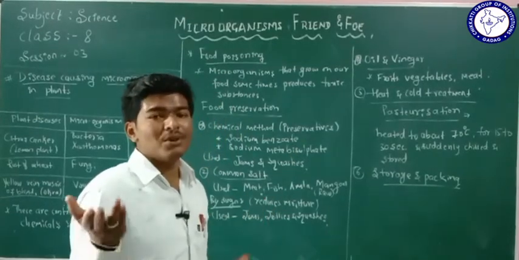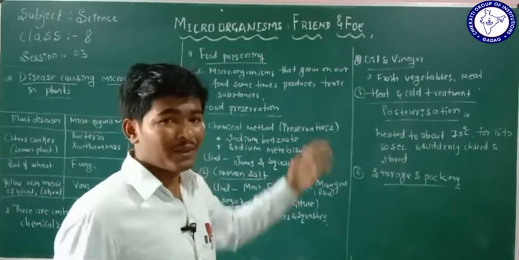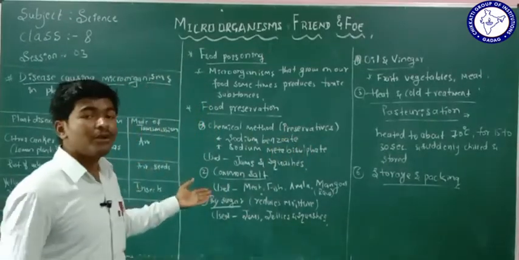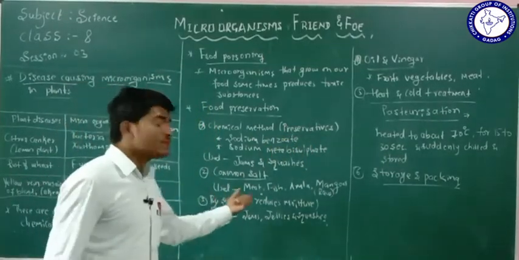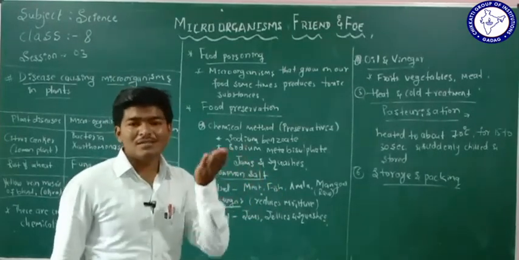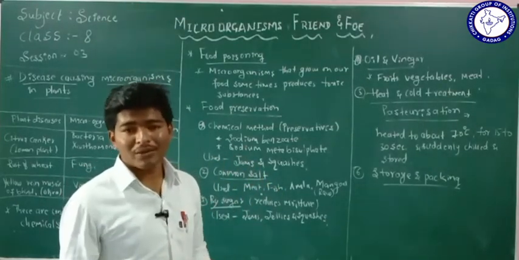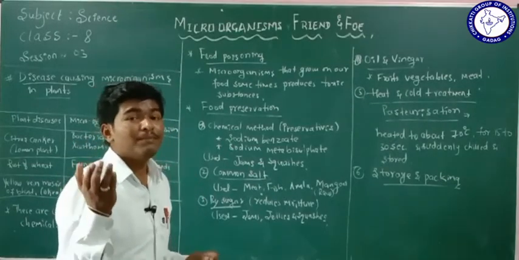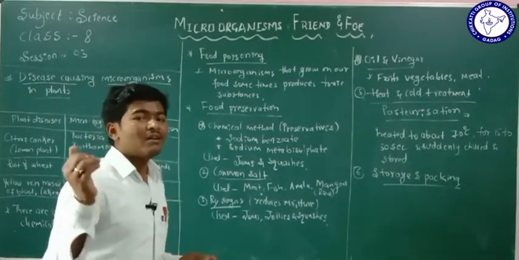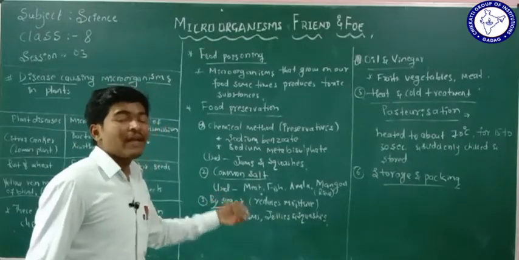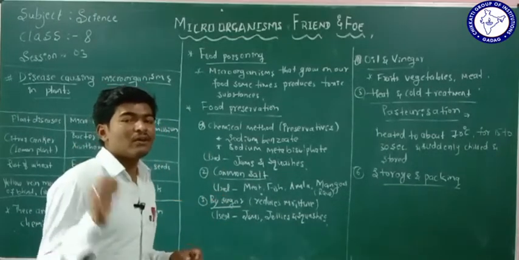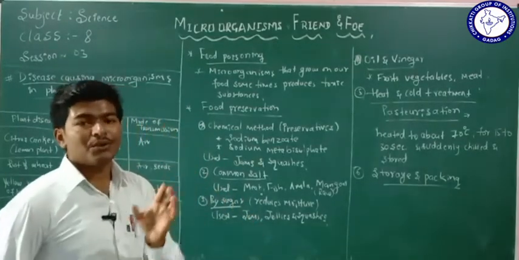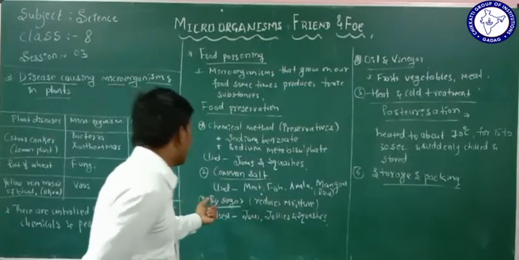If there is more moisture, there is more growth of microorganisms. So when we apply sugar, it reduces the moisture. Where there is no moisture, there is less growth of microorganisms, and it will not cause any effects on the food material, and the food does not get spoiled. I got understood.